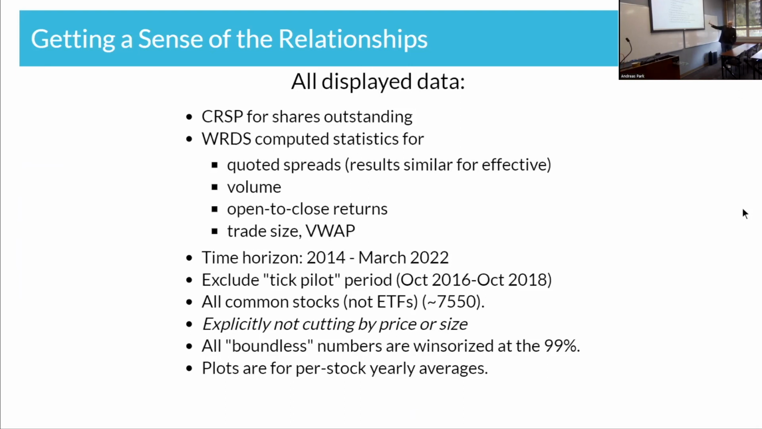We don't cut by price and size. For people who know market microstructure, it would be important because you normally do that. We don't explicitly want to do it. We take everything. Any numbers where there could be no bound, we winsorize, because sometimes numbers could get close to zero and then everything is low. And then the plots that you see in the next few pages will be yearly averages per stock. So it's a lot of dots, around 50,000 dots.